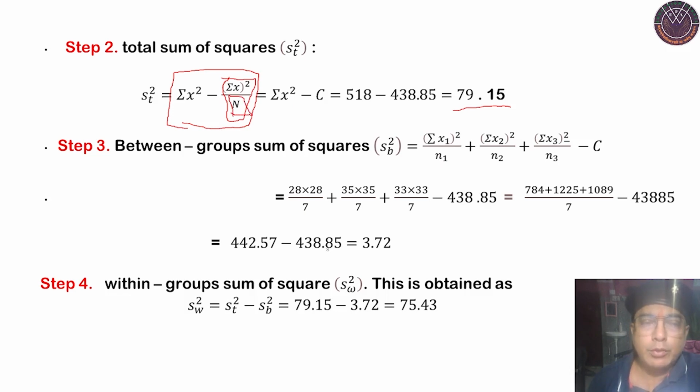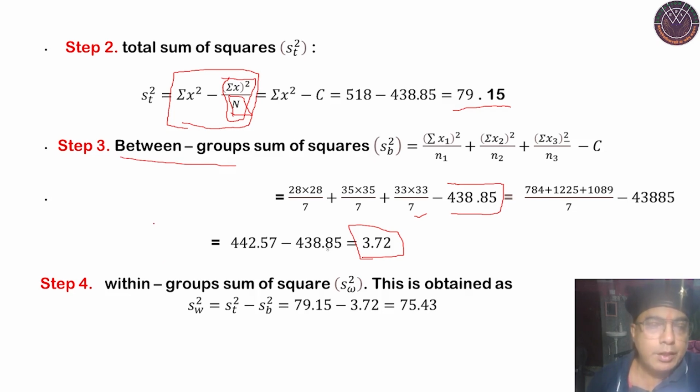Earlier the bigger N, the total N, was used, but here it is the sum of each group squared divided by the number of samples in that particular group. Similarly 35 into 35 divided by 7, 33 into 33 divided by 7, and then you subtract the correction term which you have calculated, so you get the value 3.72. This is the formula for the between or among groups sum of square.